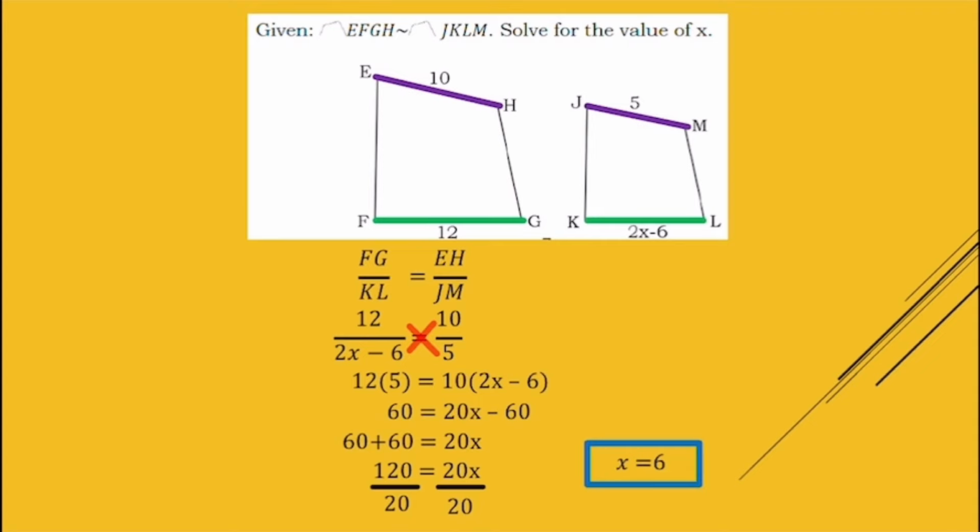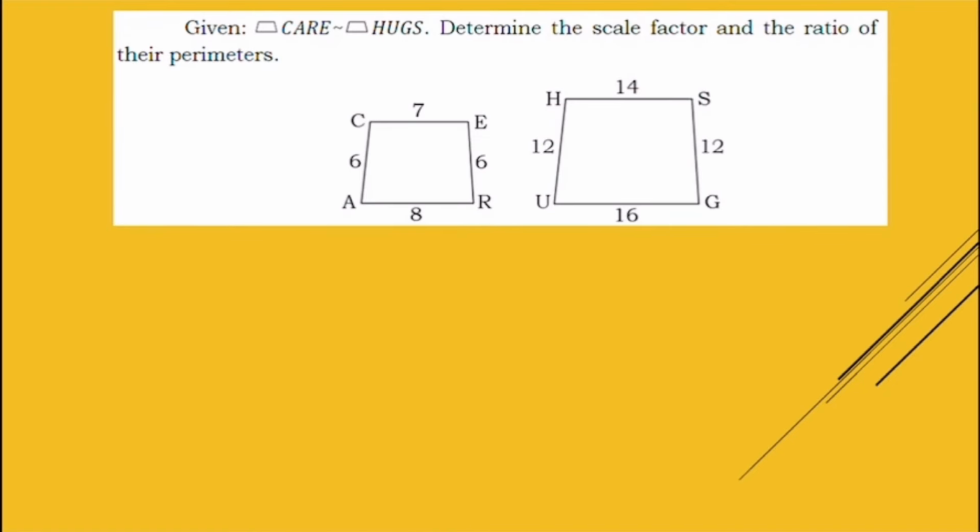Now, to understand that, let's have an example. For our example number 4, given the parallelogram CARE is similar to parallelogram HUGH, determine the scale factor and the ratio of their perimeters.